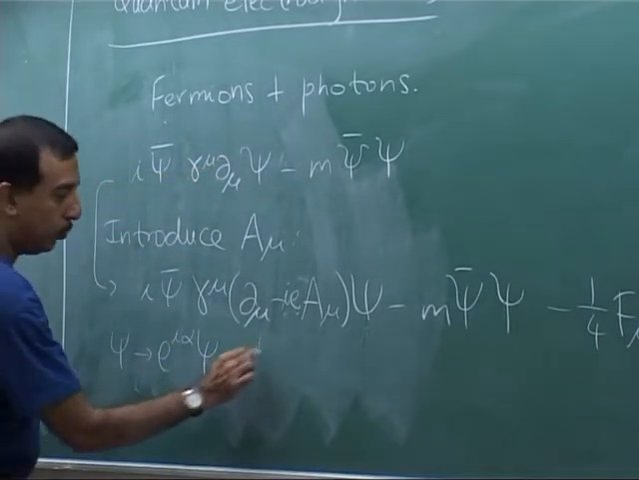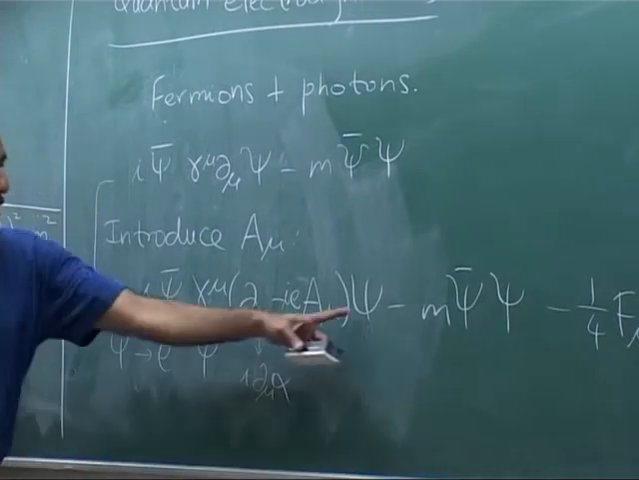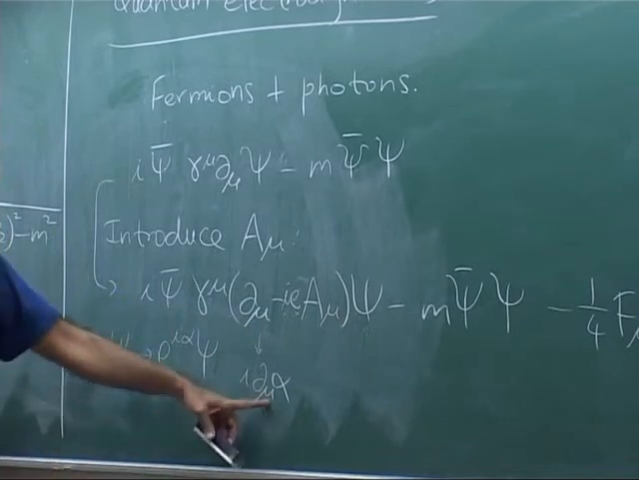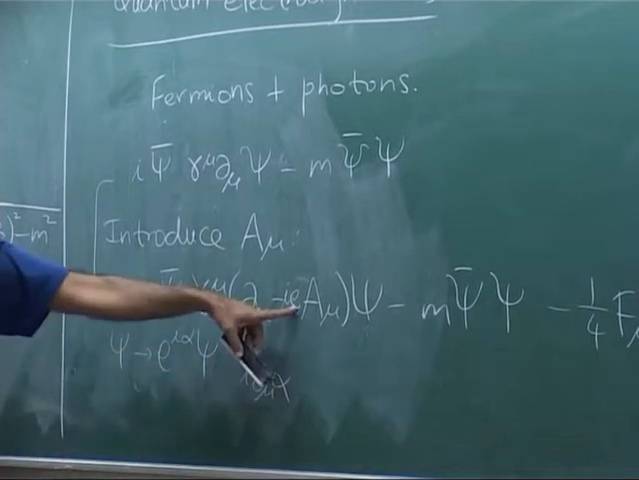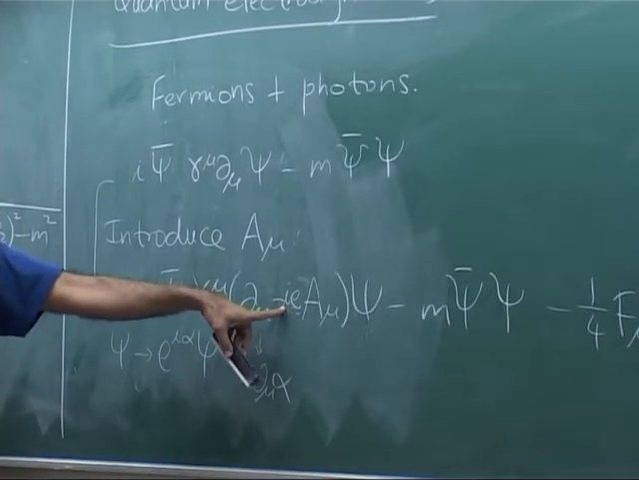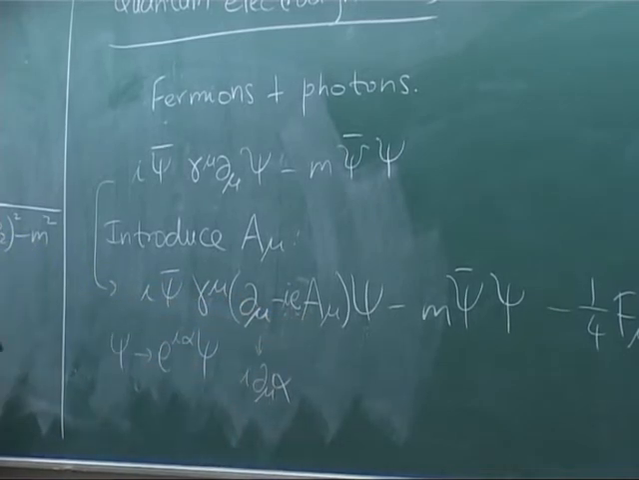So what does del mu pull down? It pulls down i del mu alpha when I make that change here. I have to compensate that by a shift of A by del mu alpha. I can scale away E, but I can't do anything about i, because alpha is real and A is real. So I have to have the i.